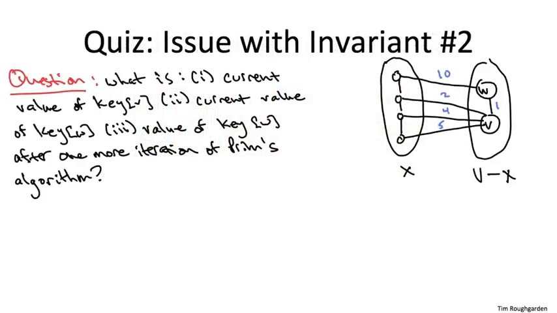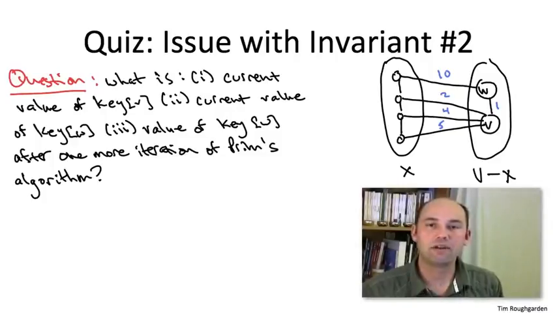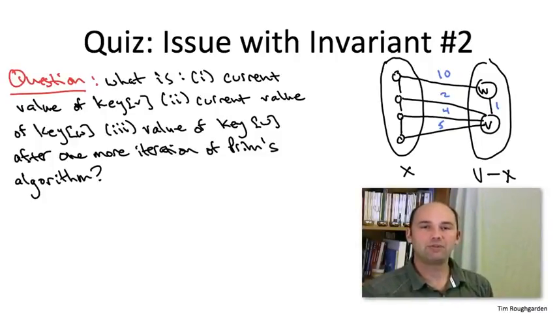So to get a feel for the issues that arise in maintaining the invariant, specifically invariant number 2, and also just to make sure we're all on the same page with respect to this definition of the key value of the vertices in the heap, let's go through an example. So in this example, I've drawn in the picture a graph that has 6 vertices. In effect, we've already run 3 iterations of Prim's algorithm. So 4 of the 6 vertices are already in capital X. The remaining 2 vertices, V and W, are not yet in X. They're in V minus X.